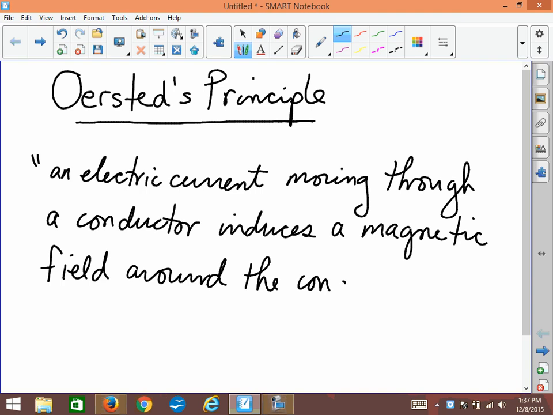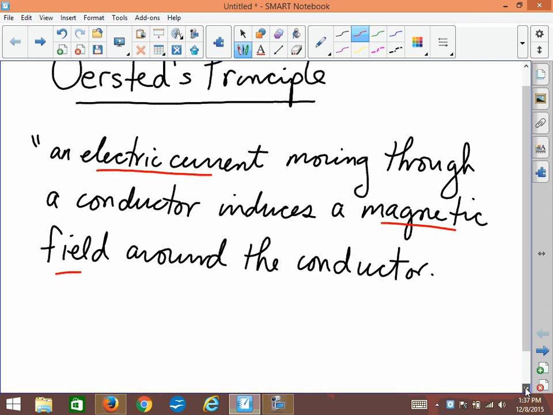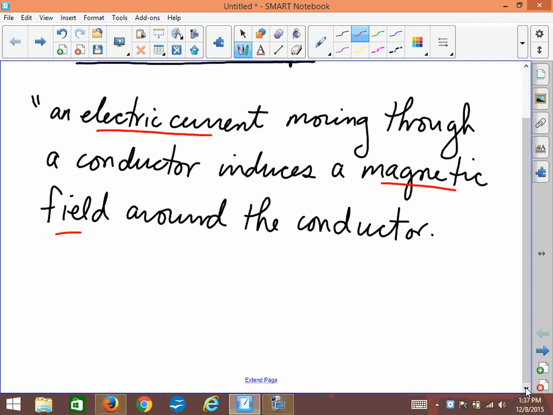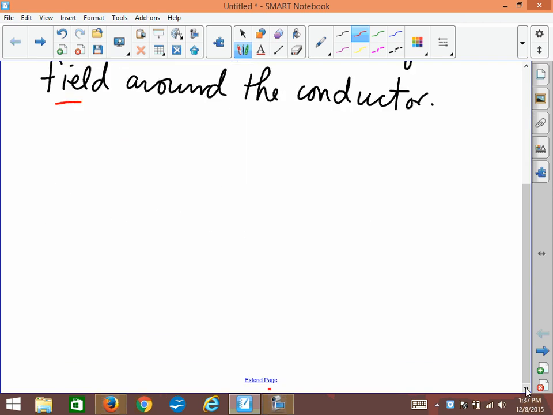So basically, what he was saying was that electricity or electric current causes magnetism. An electric current produces a magnetic field around the conductor. So that means that any time electricity travels through a wire or any kind of charge travels in any way, it will produce a magnetic field.